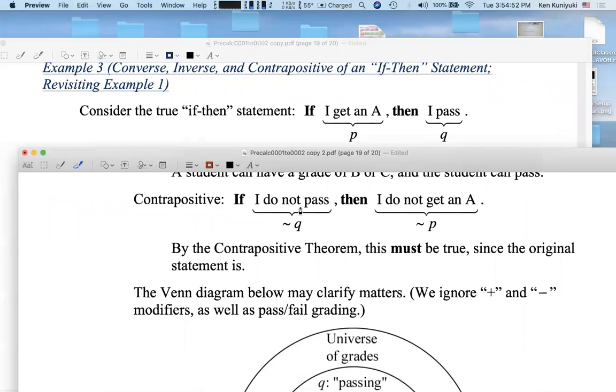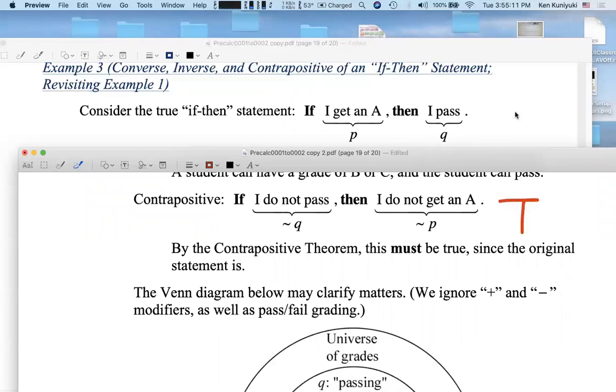If I do not pass, then I do not get an A. Is that a true statement? If I tell you you don't pass, is it possible that you can get an A? No, it's impossible. This is a true statement. If you don't pass, you don't get an A.